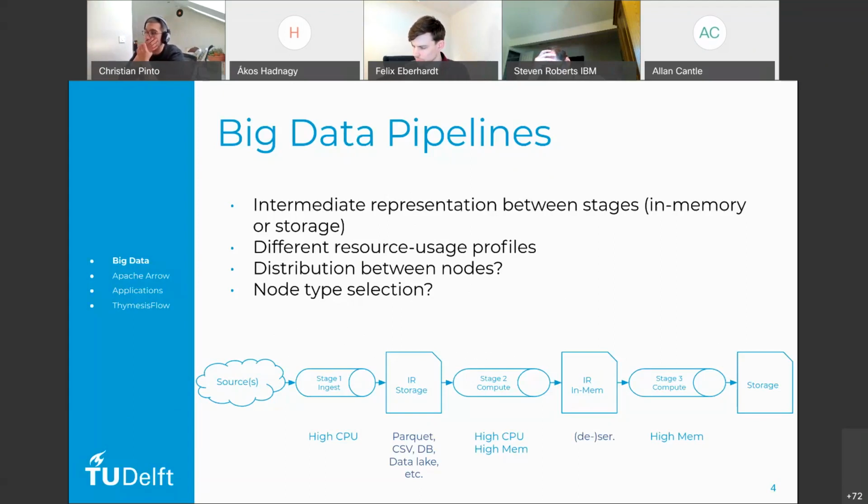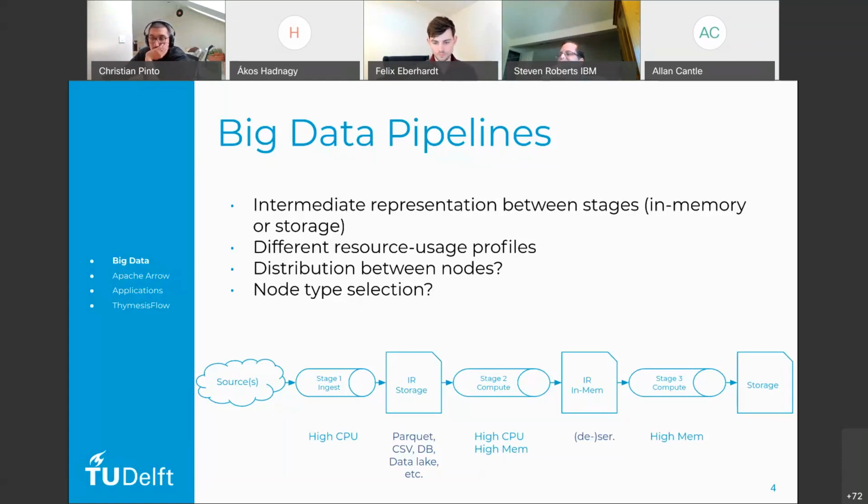And if you look at this theoretical, but it could very well be a real pipeline, sometimes you write data back to the storage between the stages. Sometimes you keep it in memory, but not in the same format. So you have to do serialization and deserialization between the stages. Obviously, that takes up compute resources. So all in all, this looks very inefficient. And it's even worse when you start considering how would you deploy this in a cloud setting.